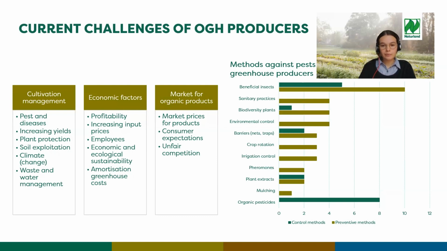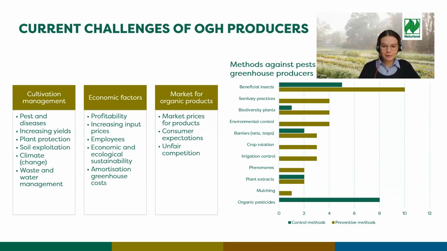profitability of the farms, and again, the amortization of the greenhouse costs. And regarding the market, the producers see the market prices, the consumer expectation, and also the market competition as challenges. And furthermore, I asked the producers about their strategies to control and prevent pests and disease in the greenhouse, to evaluate whether crop rotation is an important tool for them.